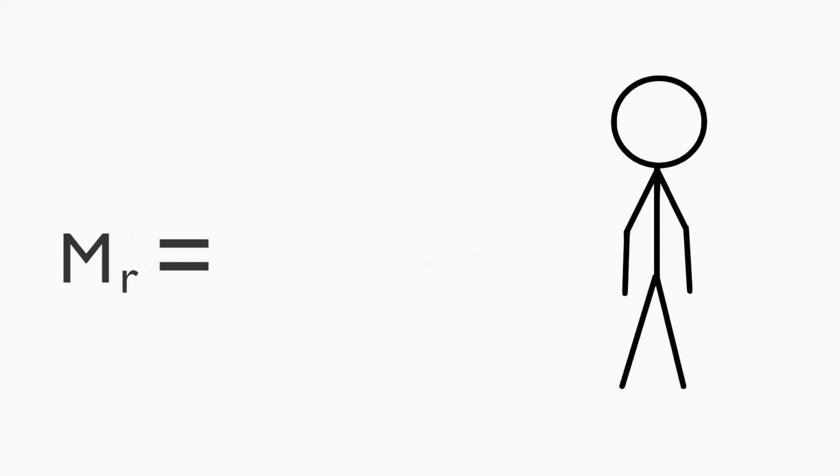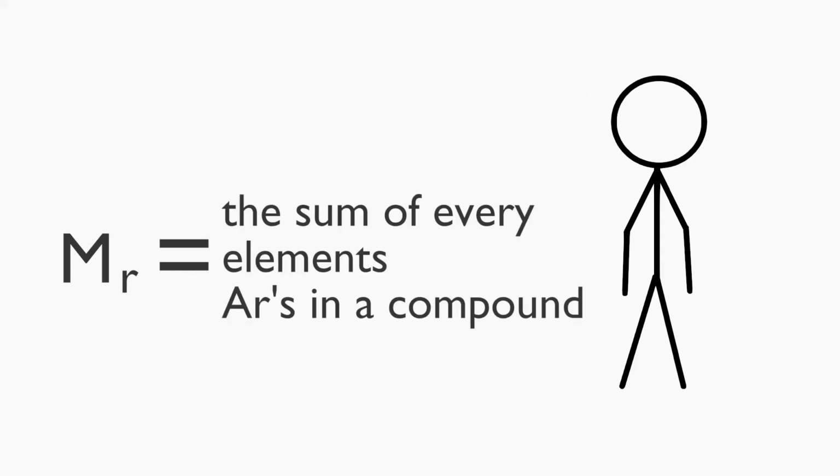So basically, what MR is, is all the relative atomic masses of the elements in that compound added together. That's practically it. And the equation is the same, so yeah, mass divided by MR, so all you need is a calculator.